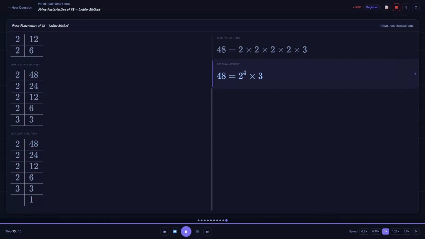We can write this in a short way. Since we have 4 2's, we write 2 to the power of 4 times 3. So the prime factors of 48 are 2 and 3. Great job! You climbed the whole ladder.